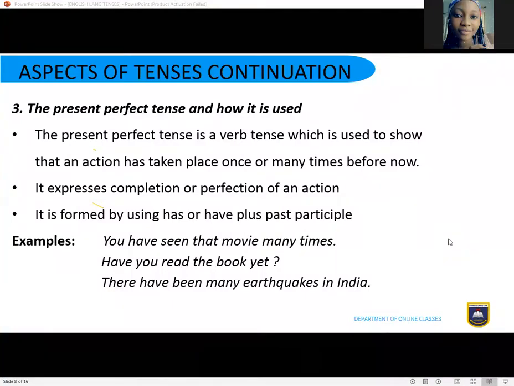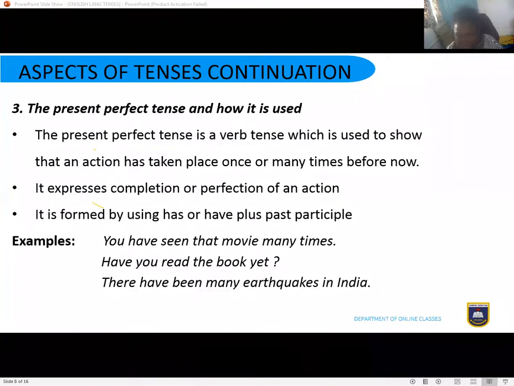The first example there is what? You have seen that movie many times. Now, what is the meaning of this sentence? It means that the action that the subject has performed has taken place already, and it has been perfected or completed by the subject.